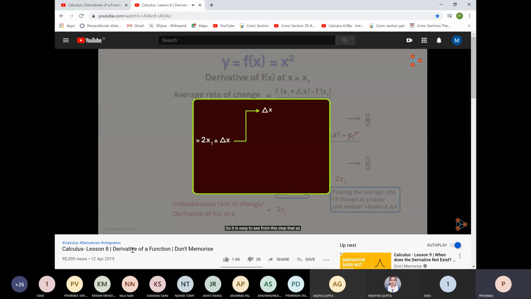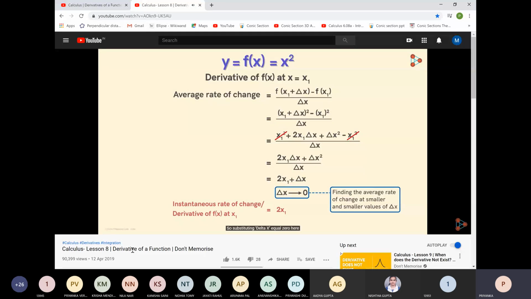So it's easy to see from this step that as delta x gets smaller and smaller, the average rate gets closer and closer to 2 times x1. So substituting delta x equal to 0 here is just convenient to reach this conclusion. But always be aware of what it really means to put delta x equal to 0 here.